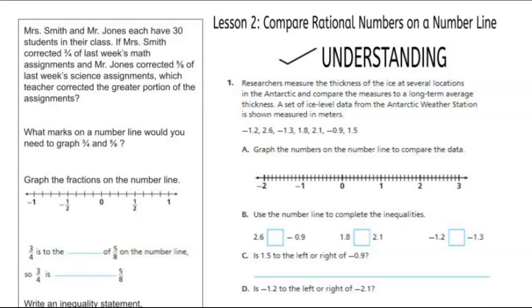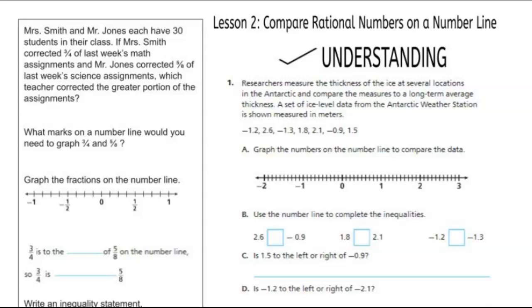We're going to start over here in the box area. Mrs. Smith and Mr. Jones each have 30 students in their class. If Mrs. Smith corrected 3/4 of last week's math assignments and Mr. Jones corrected 5/8 of last week's science assignments, which teacher corrected the greater portion of the assignments?